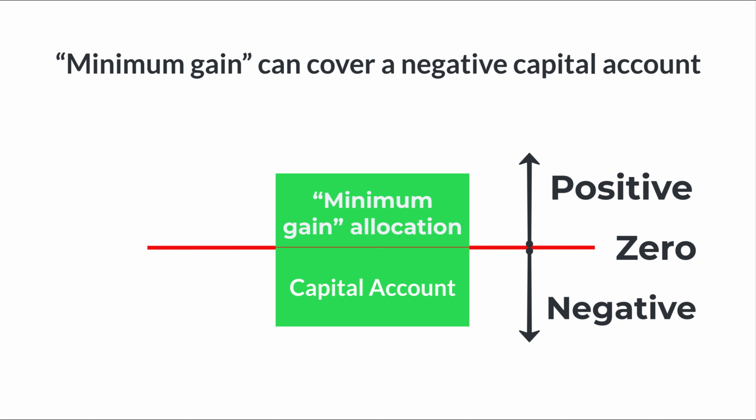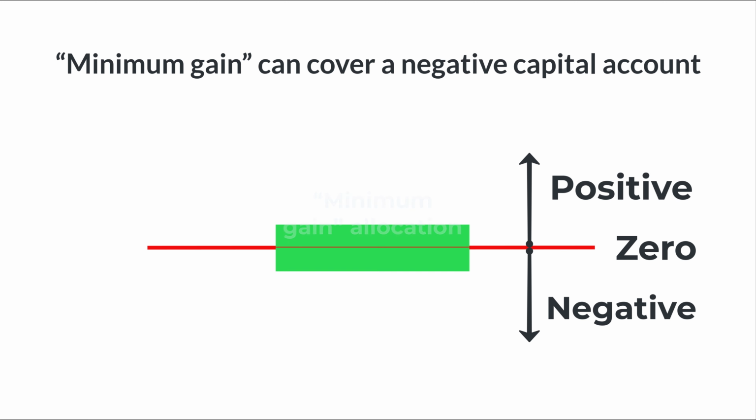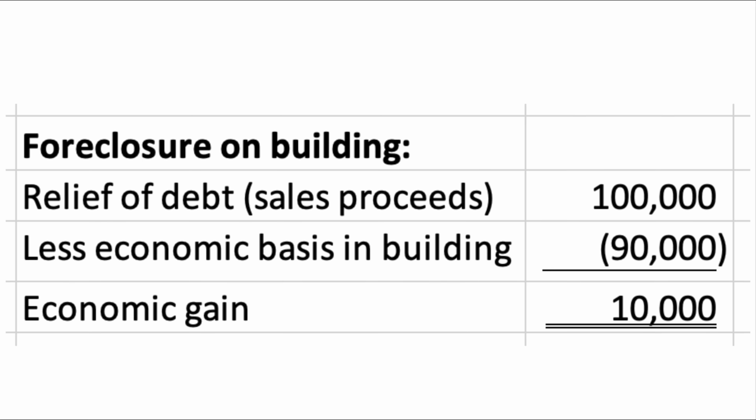The minimum gain just lurks in the background as a potential recognized gain. So what is this minimum gain and how do I get some? Simply put, minimum gain is the economic gain that results if a person walks away from a non-recourse debt and allows the property securing that debt to be repossessed.